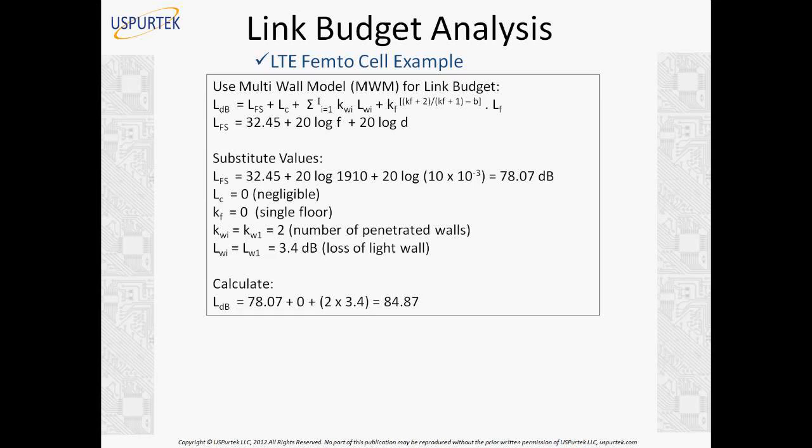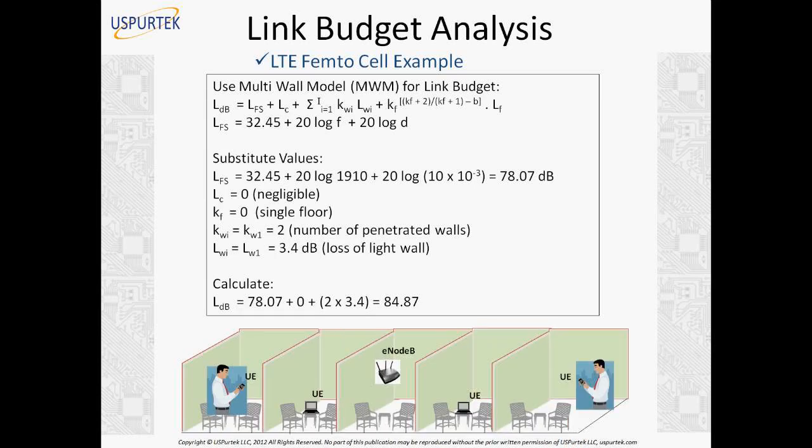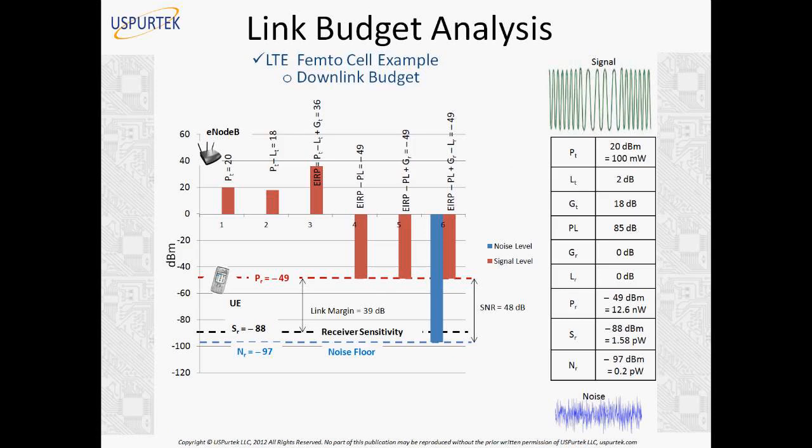So here we use the multi-wall model, which is the best fit model for this situation, and we arrive at a path loss of 84.87 dB. This is how we work out the bar chart here. So you see the link margin is very good. It's the best possible link margin here, 39 dB, because we are within a very close range of the E node B. Path loss is also less here, 85 dB. So it's a very good situation here.